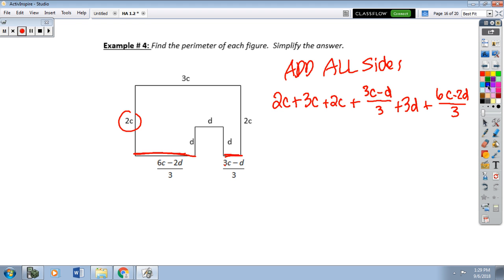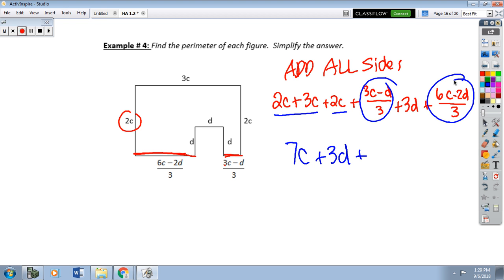Alright, so combining my like terms, we have 2 plus 3 is 5, 5 plus 2 is 7. So we have 7c, we have this 3d, and then we have this stuff. In order to add fractions, we need a common denominator, which, lucky for us, we have one. So that common denominator is going to stay common of 3. We're going to add the numerators.